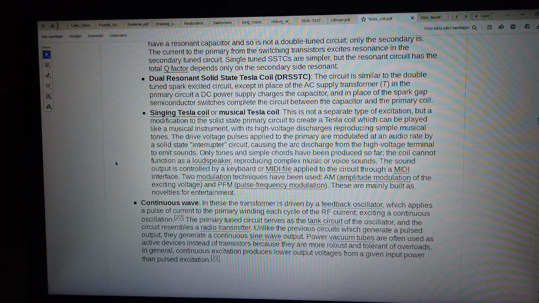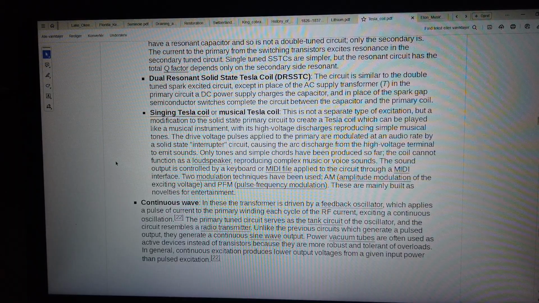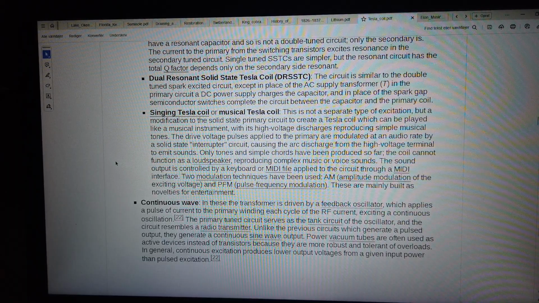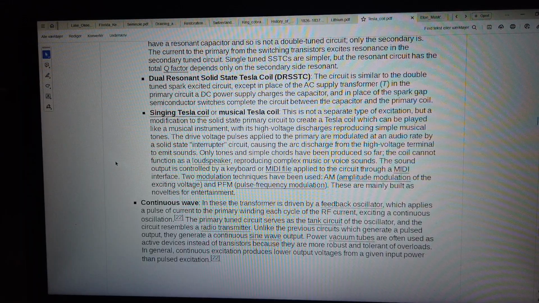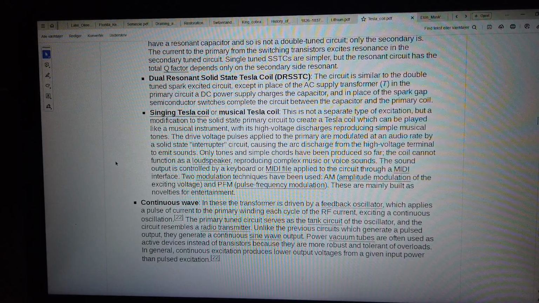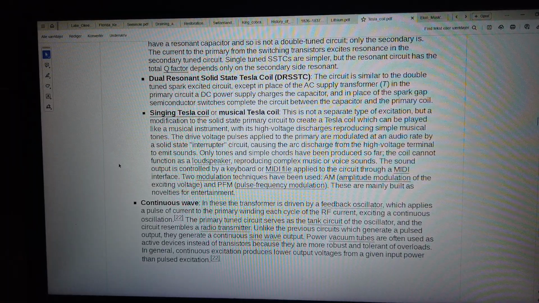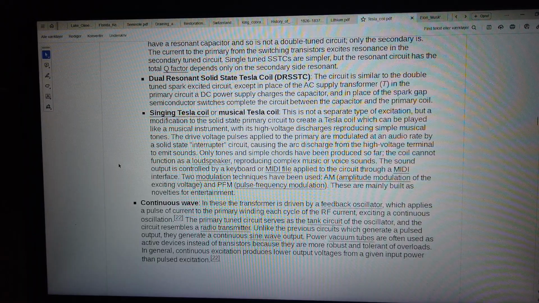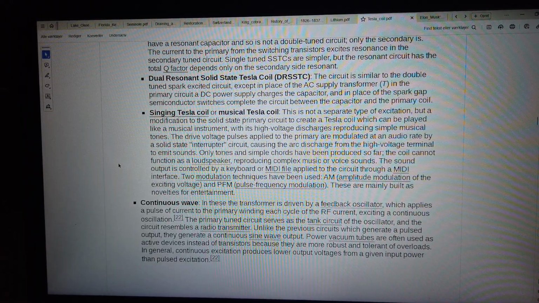Only tones and simple chords have been produced so far. The coil cannot function as a loudspeaker, reproducing complex music or voice sounds. The sound output is controlled by a keyboard or MIDI file applied to the circuit through a MIDI interface. Two modulation techniques have been used: amplitude modulation of peak primary voltage, and PFM, pulse frequency modulation. These are mainly built as novelties for entertainment.